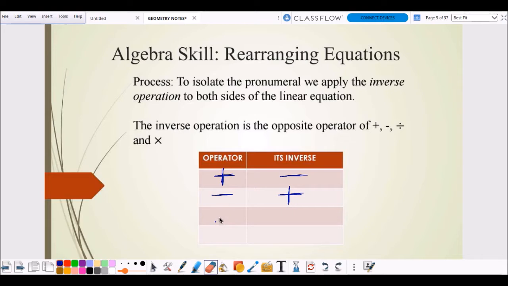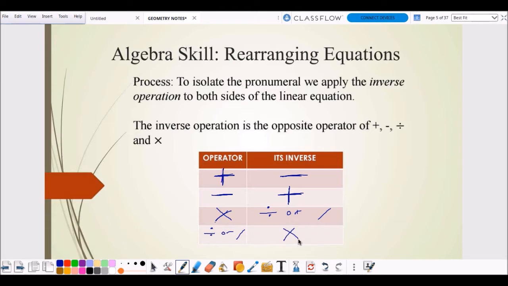Remember, you can write division in two different ways. Why is this lagging? Oh, sorry. You can write divide as either this, or as a fraction. It looks like minus there, so I'm just going to make that like this. Or you can do divide as that. And obviously the opposite of divide, or this one, is going to be multiply.